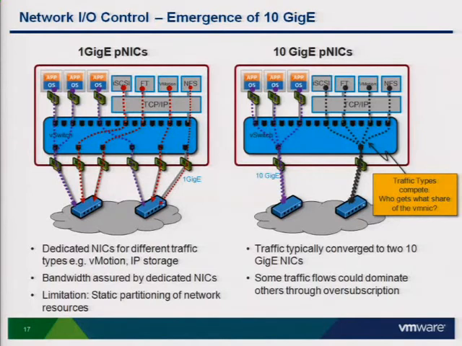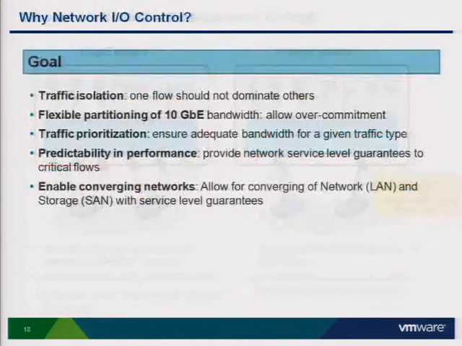So to solve this, one of the things that we've tried to do is to introduce the concept of network I/O control. So what are the goals of network I/O control? The first one is traffic isolation, which I just spoke about at length. The second one is to be able to flexibly partition your 10 GigE.